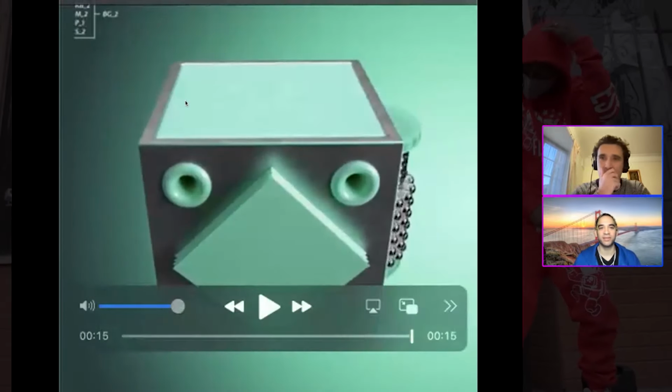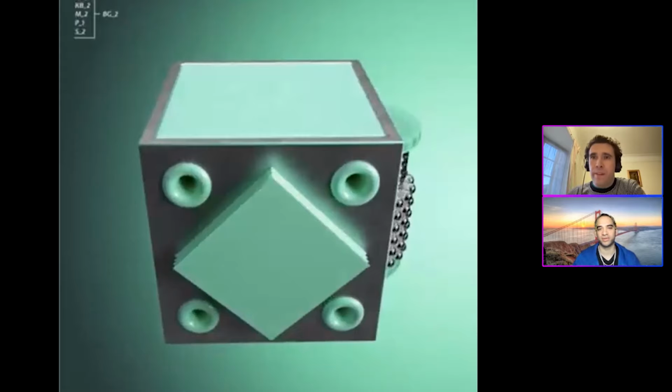So the main key point is that the music is controlling those shapes. Yes, exactly. But that was pretty dope, Patrick, man.